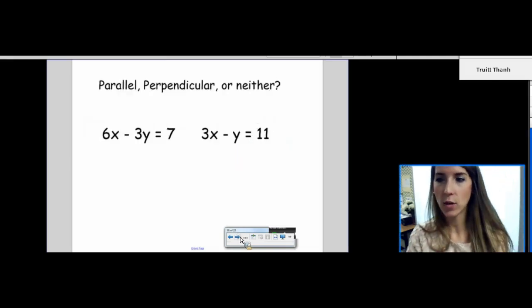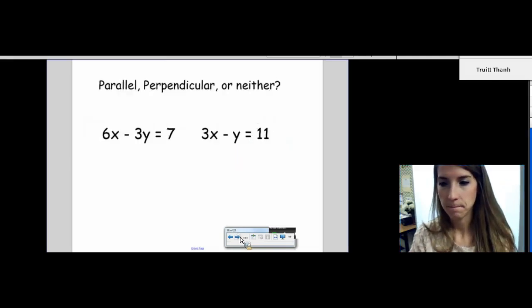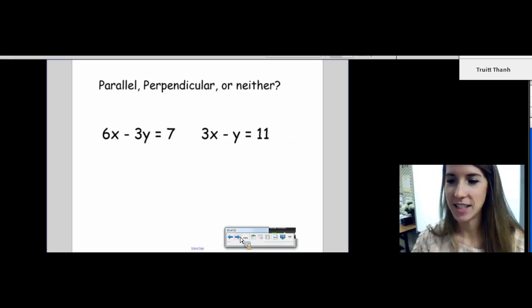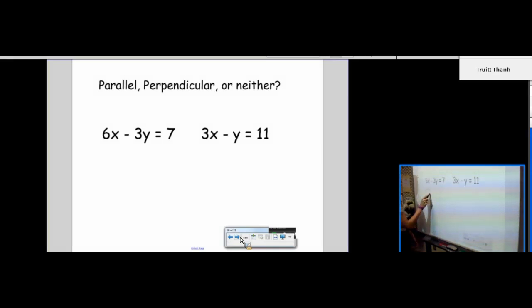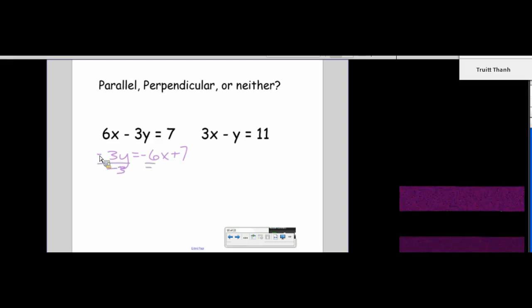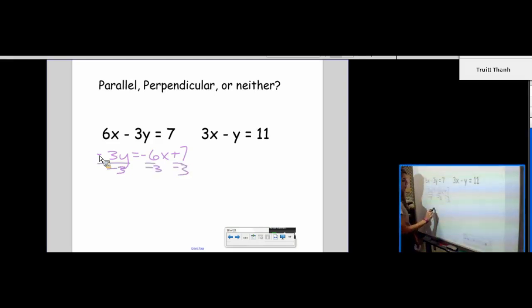Parallel, perpendicular, or neither? Start solving these. All right, so you don't know the slope until it's in slope-intercept form. Negative 3y equals negative 6x plus 7. Divide everything by negative 3. All we care about is the slope. The slope of this one is 2.